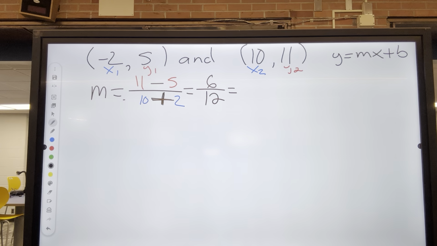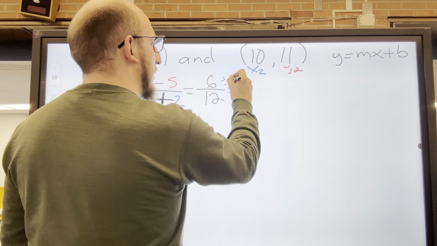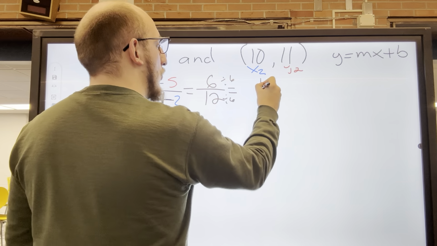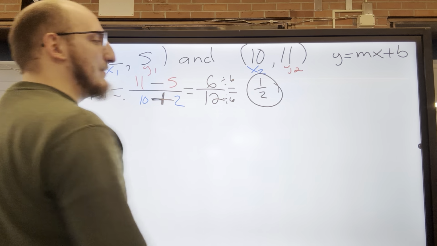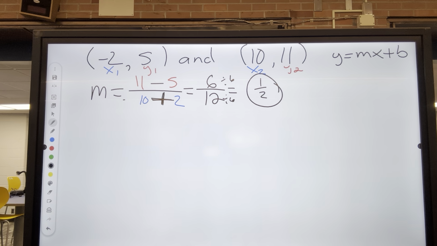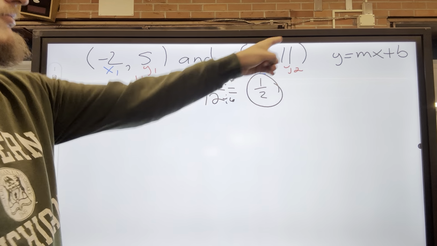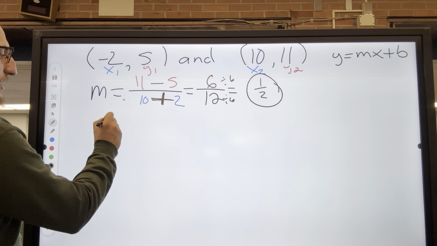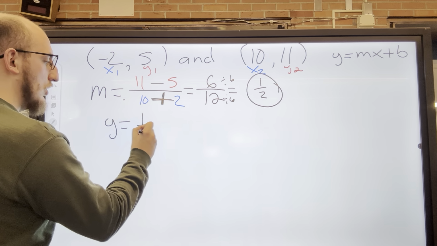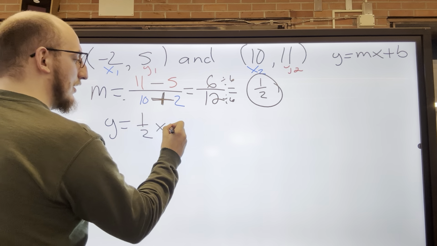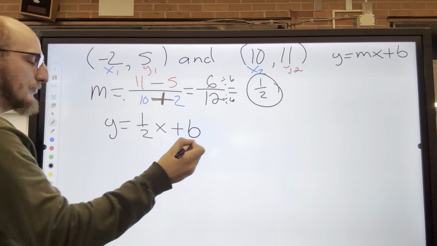And then can we simplify 6 over 12? We sure can. We can divide the top and bottom by 6. And we get 1 over 2. That is my slope. That's a really good slope too, if I'm being honest. So why don't we plug that right back into that equation? So I'm going to say y equals 1/2 x plus b.